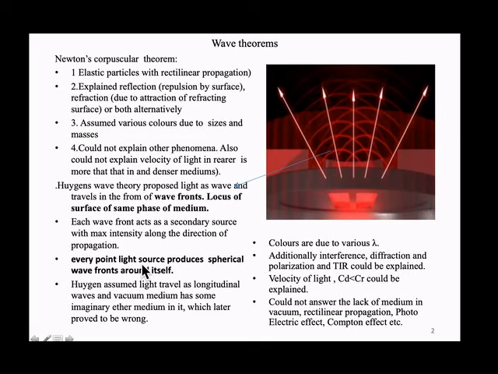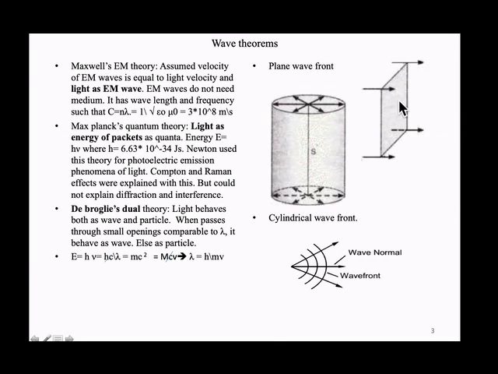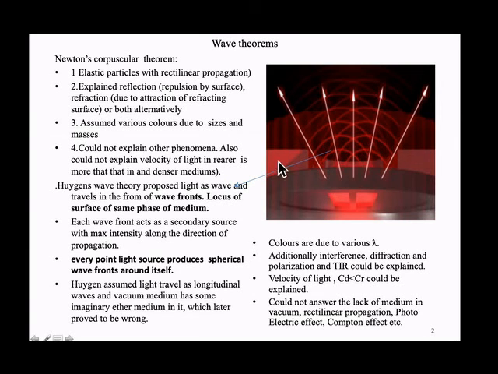For every point light source, suppose this is a point source, the wave fronts move all round spherically. So we have spherical wave fronts. If it is a tube light, then we have a cylindrical wave front. If it is a plane source, we have a plane wave front. Like that, we have several different types of wave fronts.